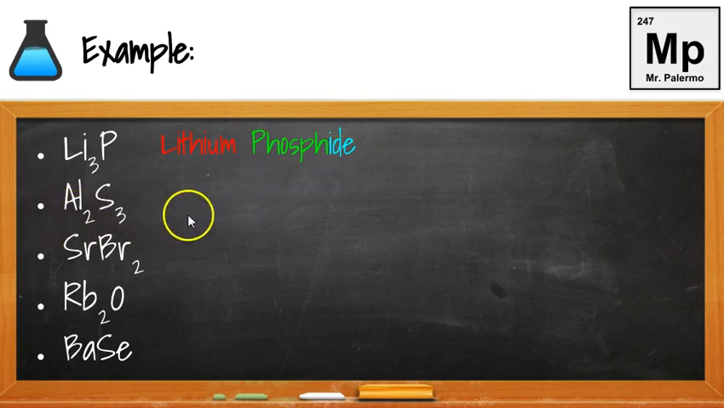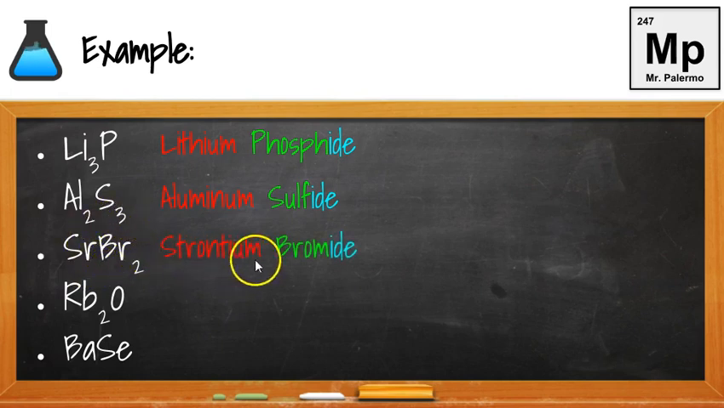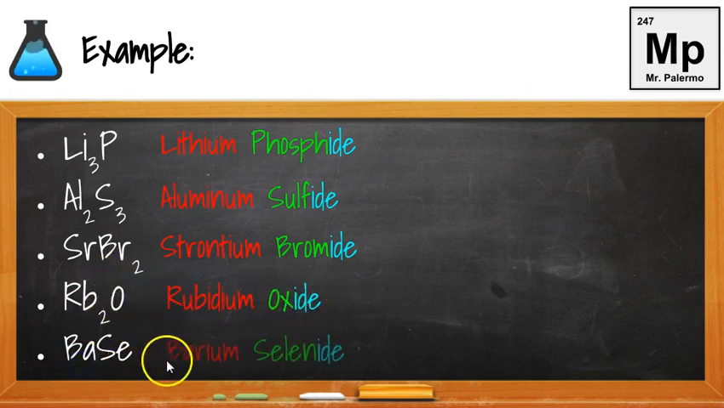Next one, Al is aluminum, and then sulfur becomes sulfide. Here we have strontium, and then bromine becomes bromide. Rb is rubidium, and then oxygen becomes oxide. Ba is barium, and then selenium becomes selenide.